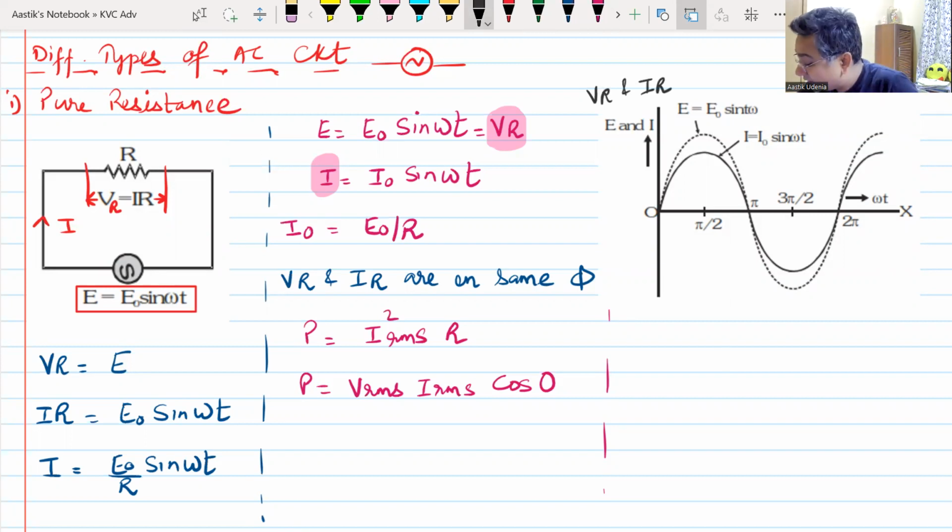This is how VR or IR change with time. As you can see, they are in the same phase. This is the voltage across the resistor. This is the current across the resistor. They are in the same phase. They are doing everything together. Do you understand this? They do everything together.